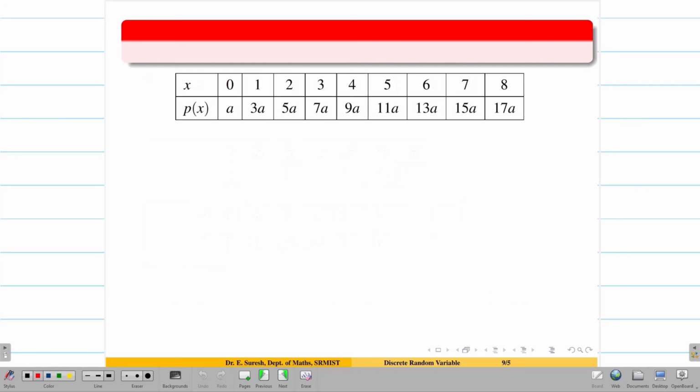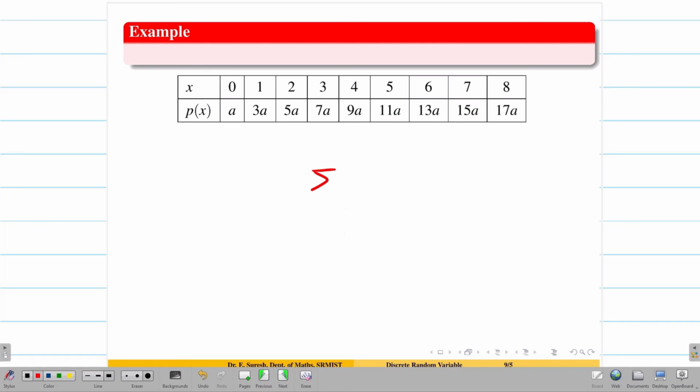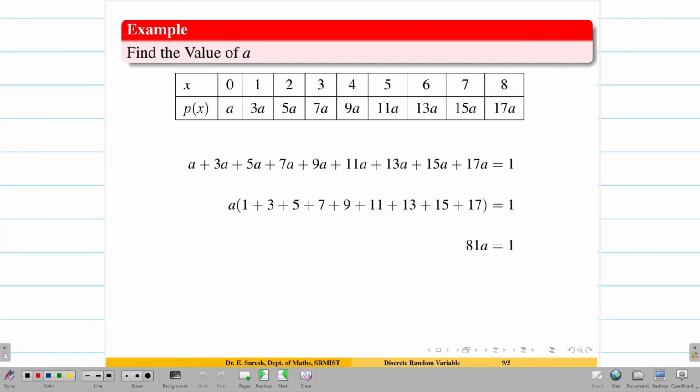How to find this? It is very simple. We know that the sum of the probabilities is always 1. So if you add all these probabilities, that is going to be 1. And then from this you can easily find the A value. So here A is 1 by 81.